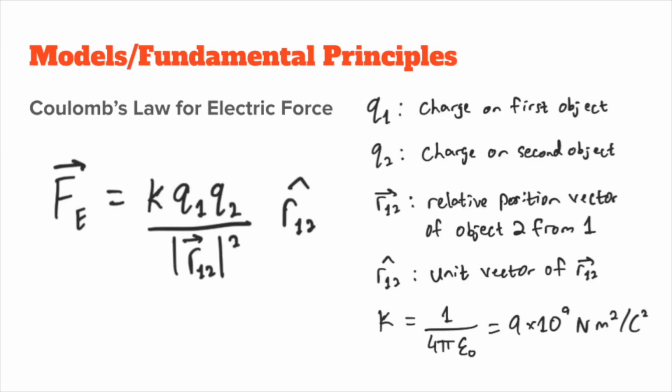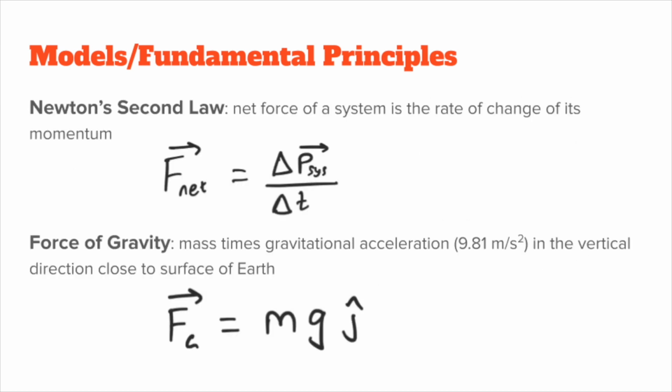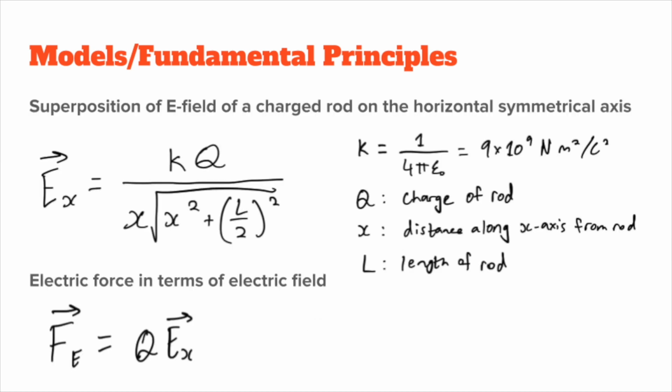So the models and fundamental principles are the same as Lab 1, where we have Coulomb's law for electric force, Newton's second law of momentum, and the force of gravity. But we also have the formula for the superposition of an electric field of a charge rod on a horizontal symmetrical axis, that is the x-axis that divides the charge rod into two. And we also have the electric force in terms of the electric field that we will use in our coding.